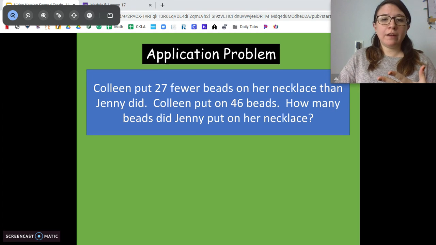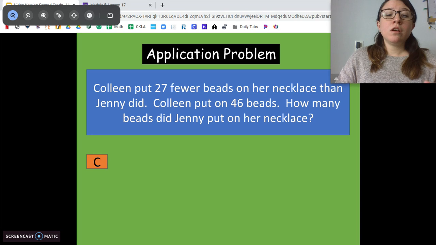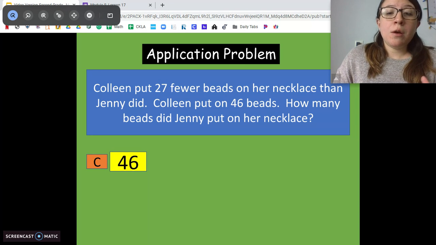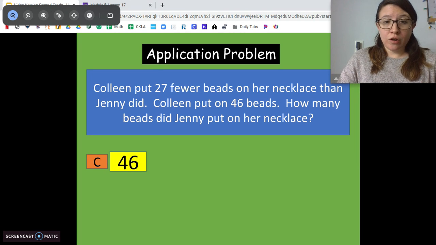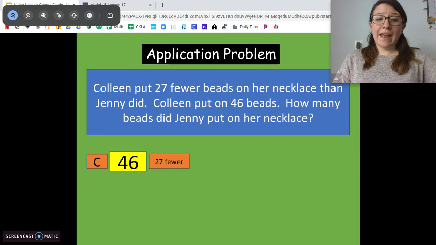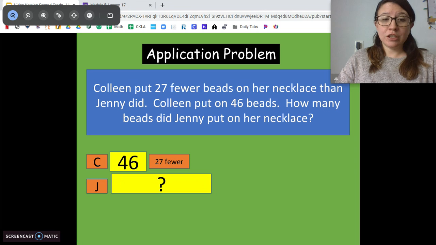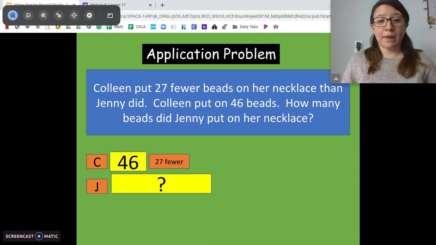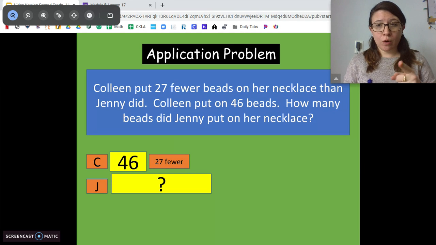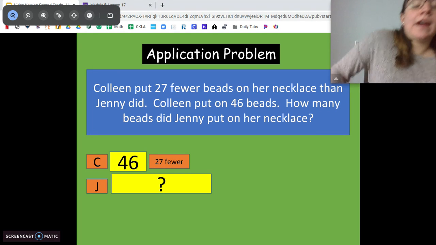I'm going to start with a drawing for you, and then I want you to solve on your own. So we know Colleen put 46 beads on her necklace. Now, that's 27 fewer than what Jenny did. Jenny, we don't know how many she did. I want you to use this information and solve on your own. Come back when you're ready.